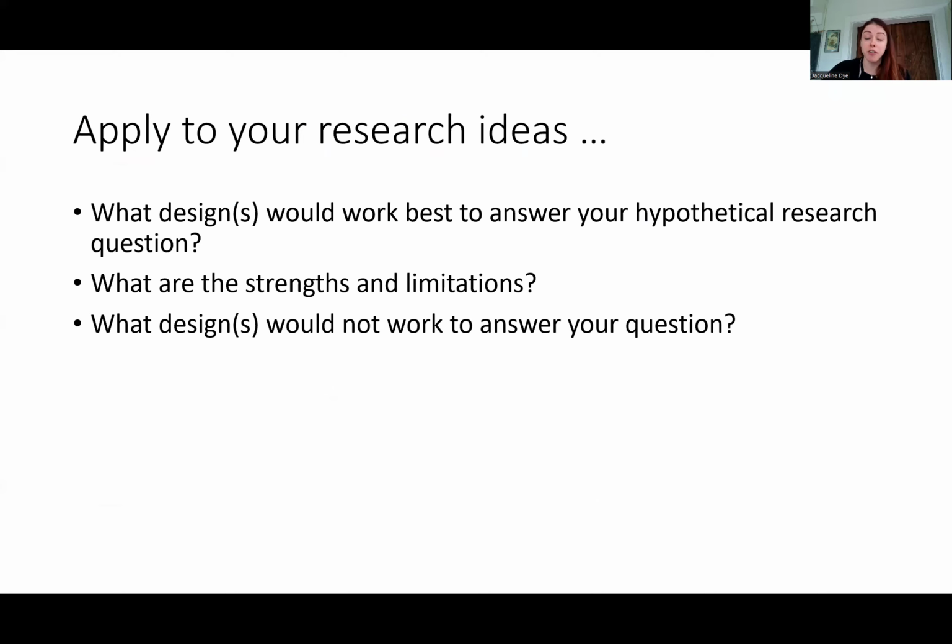Right. So think about as we finish this lecture, applying to your research ideas. So what designs do you think would work best to answer your hypothetical research question? What are the strengths and limitations? And what designs do you think would not work to answer your research question or you would want to avoid? So thinking about those things as you start your sources worksheet this week.